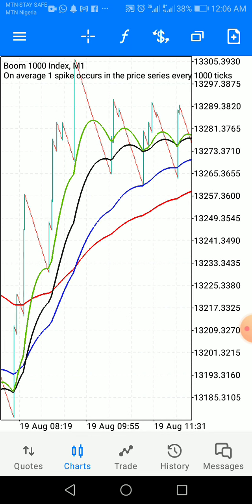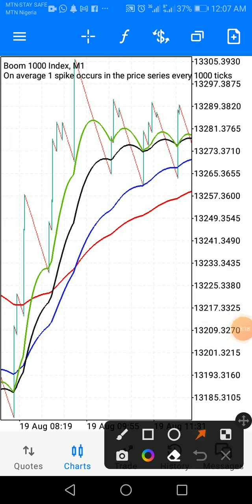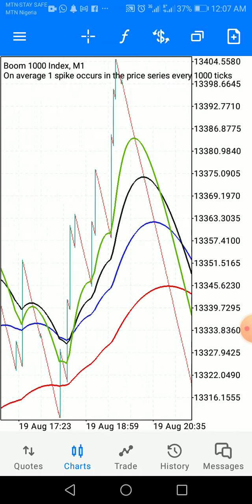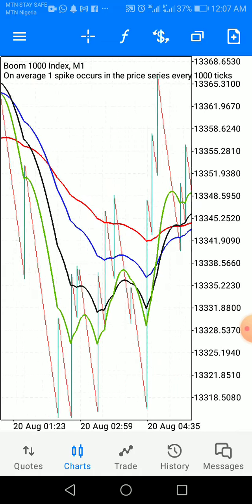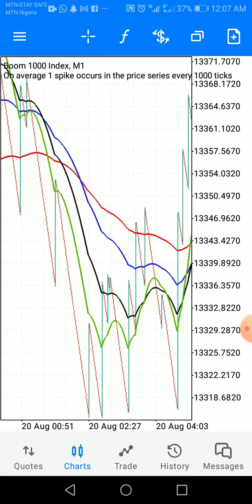Once the blue crosses the red above, just wait for the price to retrace down to the green MA. Once it touches the green MA, you enter immediately. So you can see in this case now, the spike occurred immediately after it touches the MA. So that's how the strategy works. We can cite more examples for you to see. So you can see here as well.